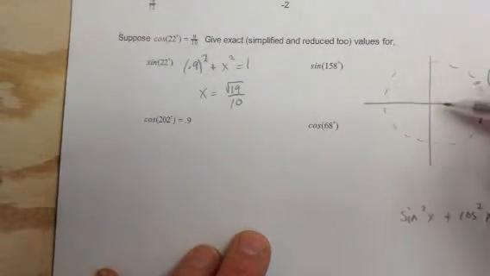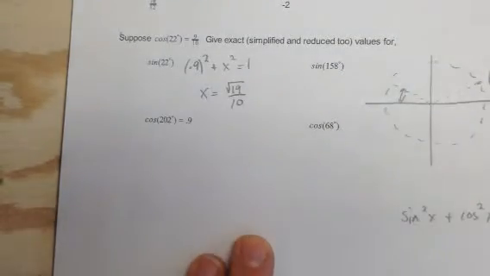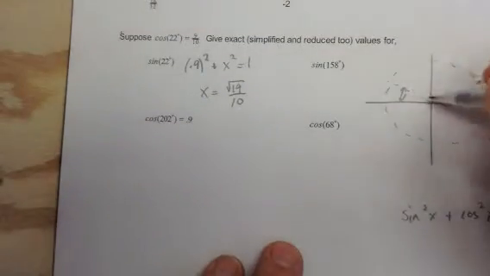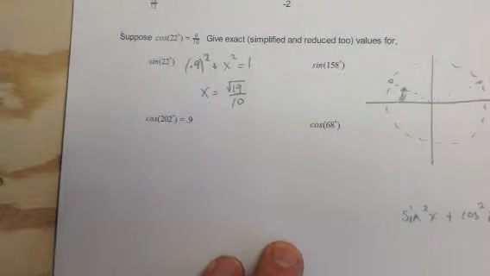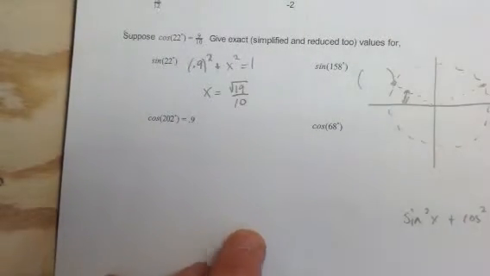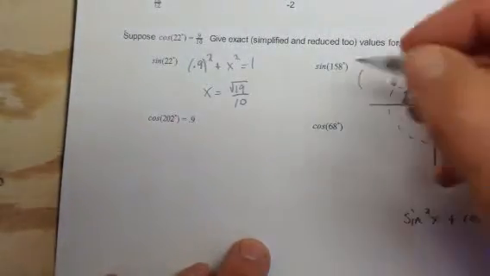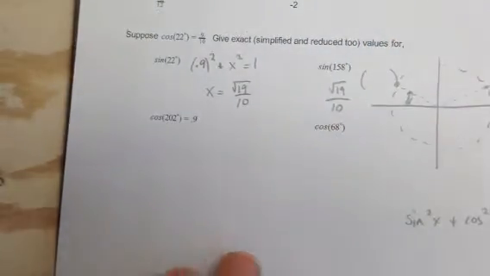Sine of 158, well, 158 is over here. Maybe it took you a minute to realize that that's the same angle. This is 22 degrees over here, so 158 is over here. So it's going to share the same x and y coordinates. So the sine of 22 has to be the same as the sine of 158. So this one is also radical 19 over 10.